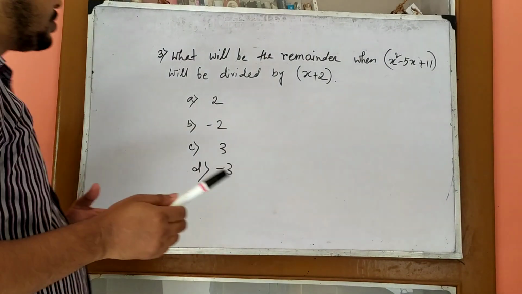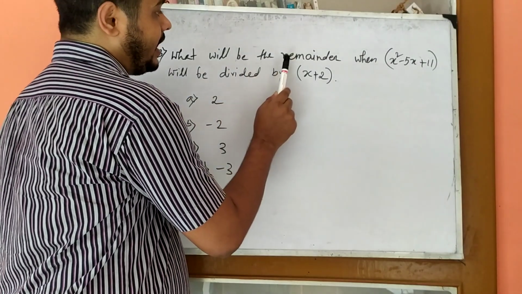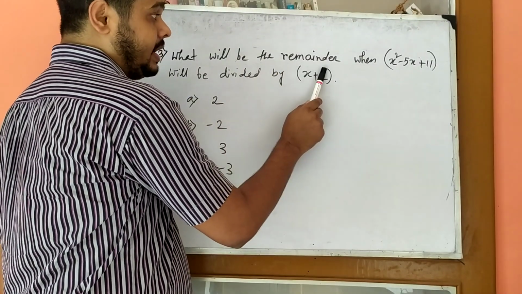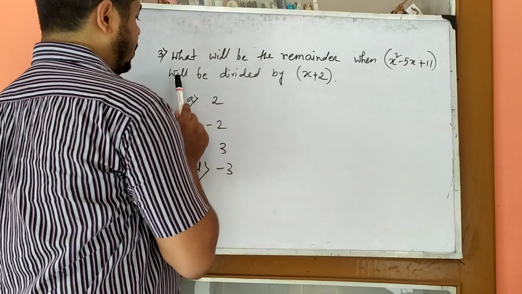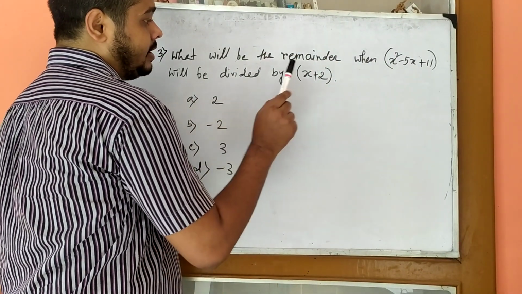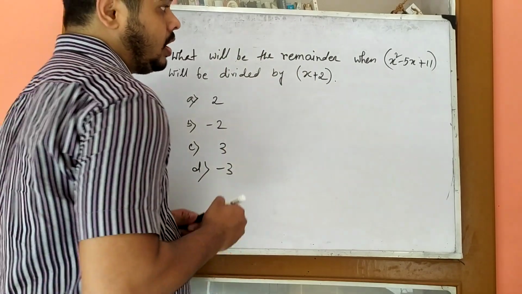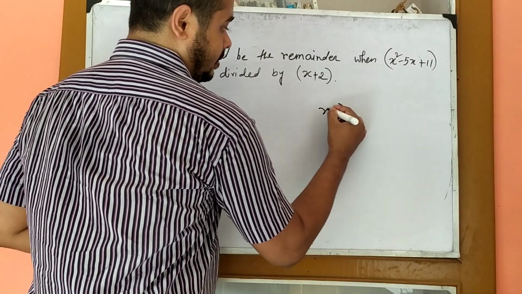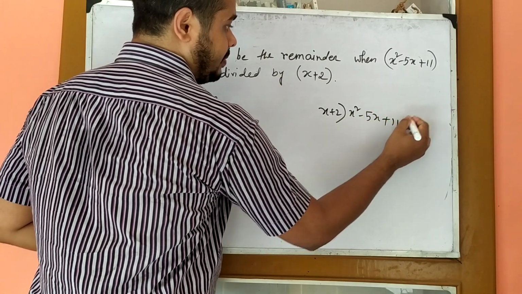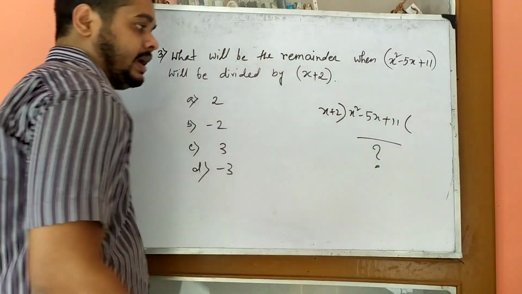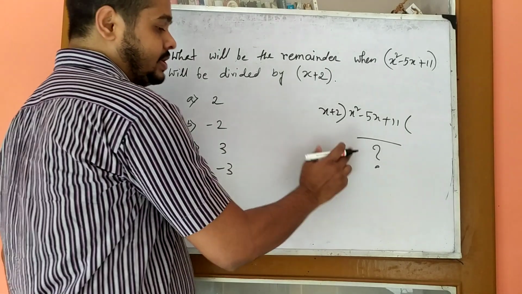Now, next question: what will be the remainder when x square minus 5x plus 1 is divided by x plus 2? So it will be like that. That time, what will be the remainder?